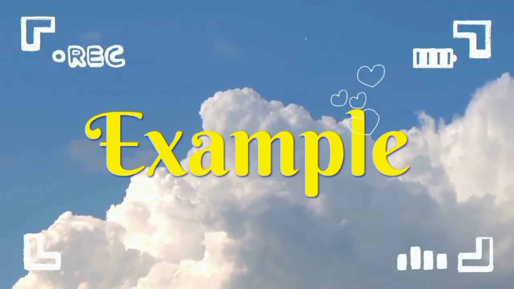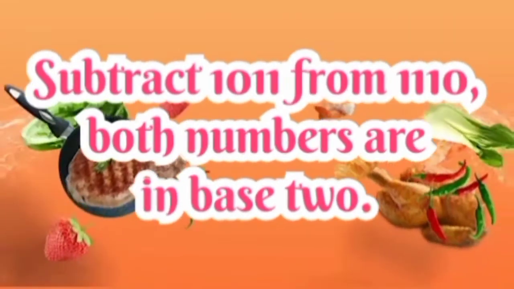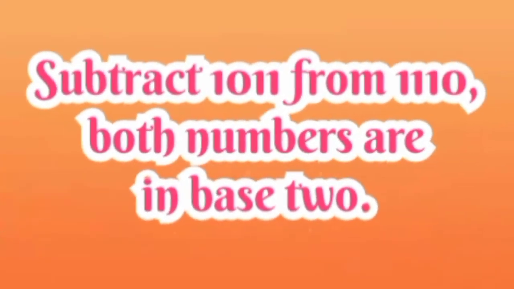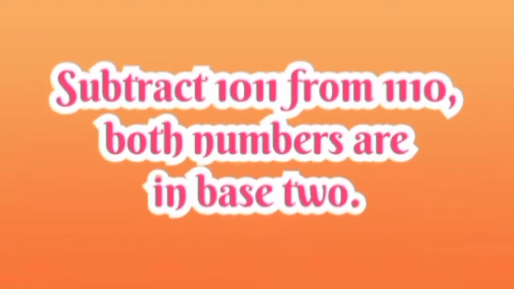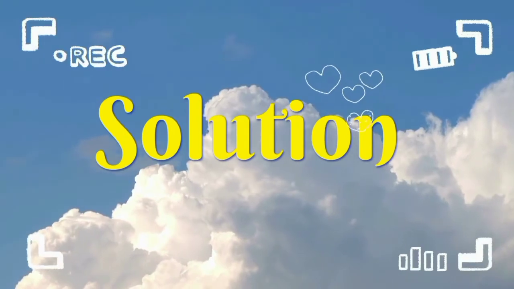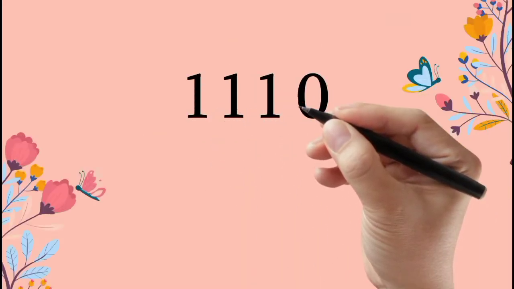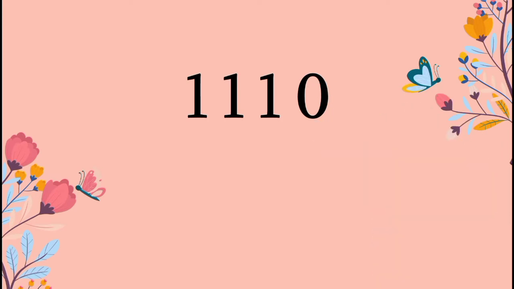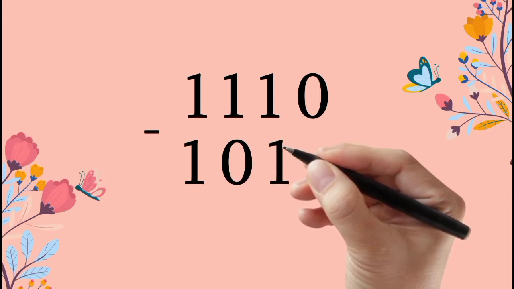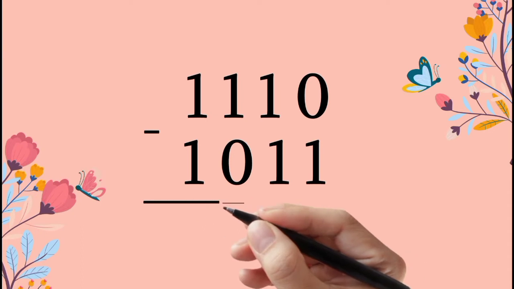Let's take this example. It says, subtract 1011 from 1110. Both numbers are in base 2. Now let's take the solution. Now remember, when subtracting in base 2, any 1 you borrow is equal to 2. So in this example, we have 1110 minus 1011.